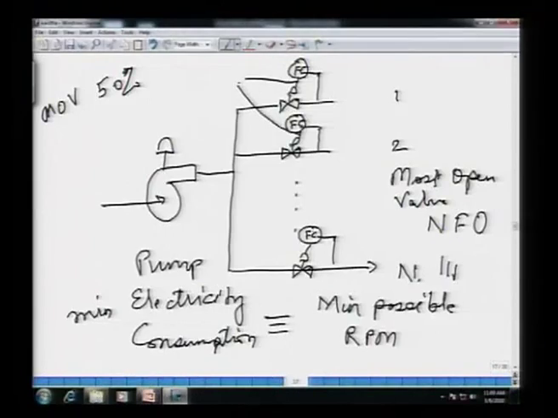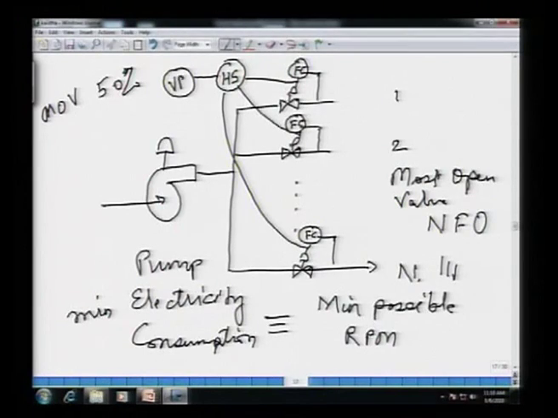Well, I have got my valve positions here. If I send it to a high select, the output of this high select is the most open valve. I send this to a valve positioning controller. Okay. The set point of this valve positioning controller is, let us say, 90% or 80%. Okay. This is the set point.